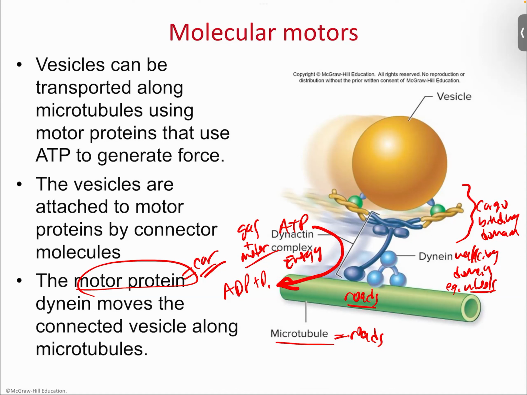And then, of course, your cargo binding protein will bind to your cargo. In this case, it's a vesicle. And if you have gas, a motor, and your cargo, then your wheels will roll down the pathway, wherever the pathway takes you, right? In this case, you're rolling down the microtubule. Good.